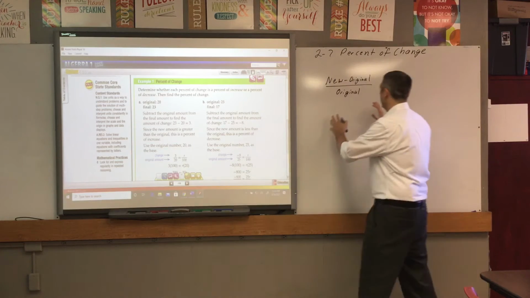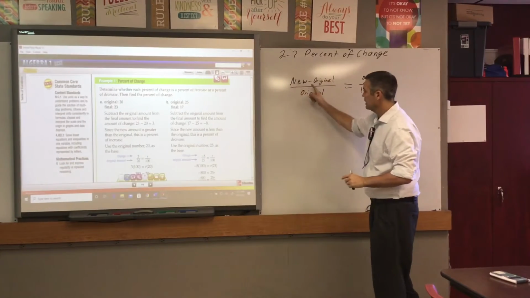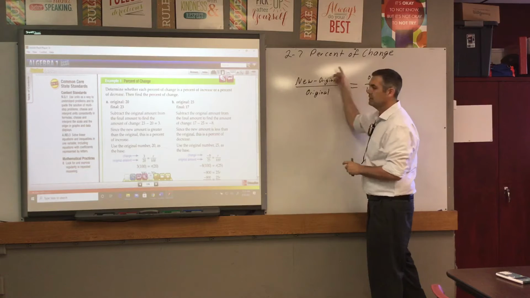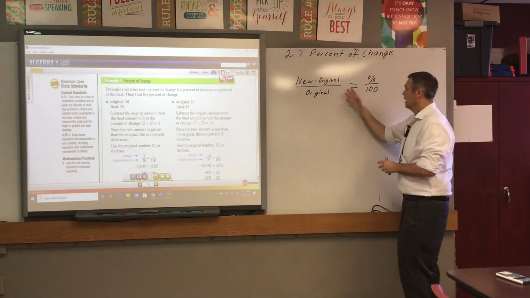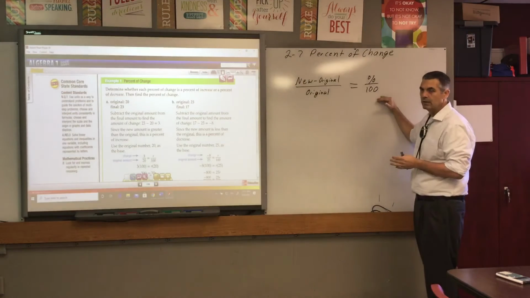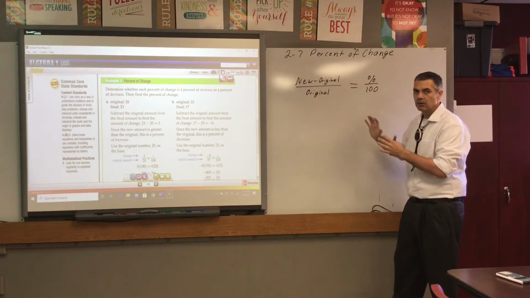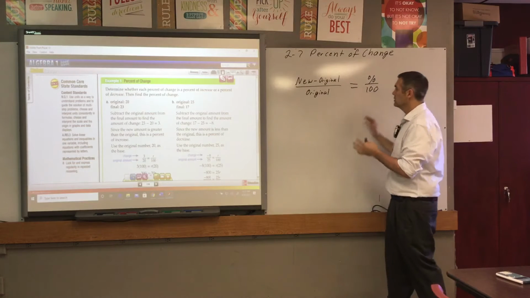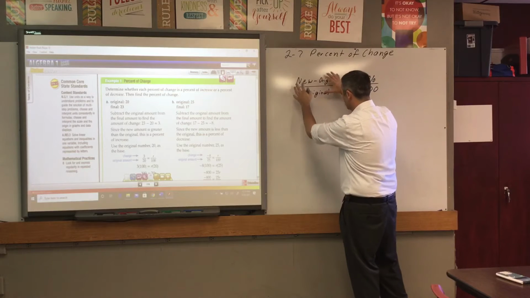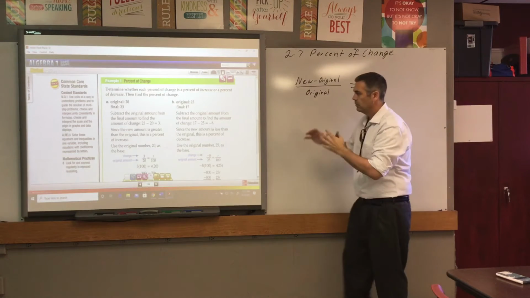So take a look over here. This is the setup that you're going to have it set up in. You've got the new minus the original divided by the original. This part we've seen before, okay? And then we're going to set it equal to the percent over 100. Having it set equal to this is the part that we haven't quite seen before. So we're going to take the percent, or the change, here and set it equal to the percent over here so that we can do this.